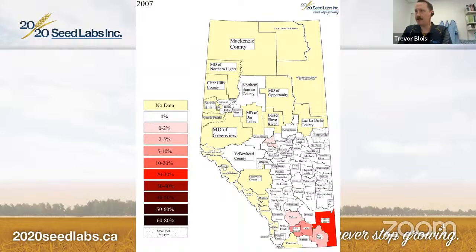For the geographical distribution, this is the percent of samples that are testing positive, that we can identify as coming from each county, based on the customer information, that are testing positive for Fusarium graminearum. The darker the red color, the higher percentage are testing positive. So in 2007 here, it was quite isolated to southern Alberta. We had a little bit up in Barrhead testing positive even back then, but it's pretty much just in southern Alberta at this point.